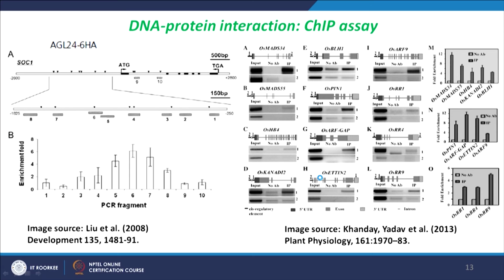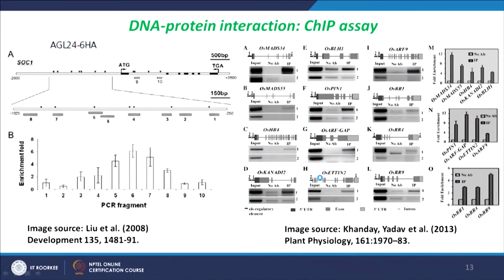Okay, then the ChIP assay, as I said, this is very important. So, chromatin immunoprecipitation, this you can do at the gene level, you can do at the global level, the way you want. Here what you want, basically, you have a putative binding site. So, what you do is you allow your protein to bind to the chromatin.